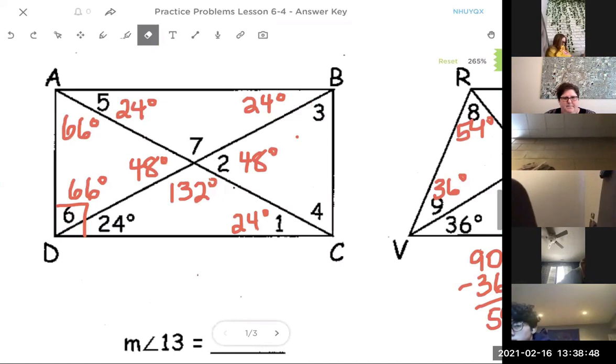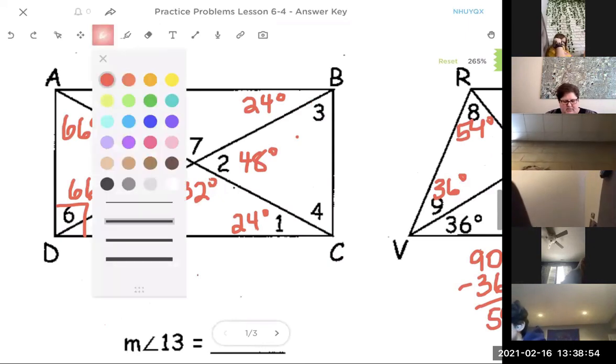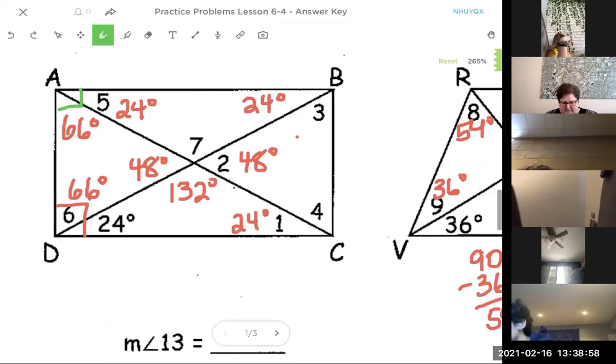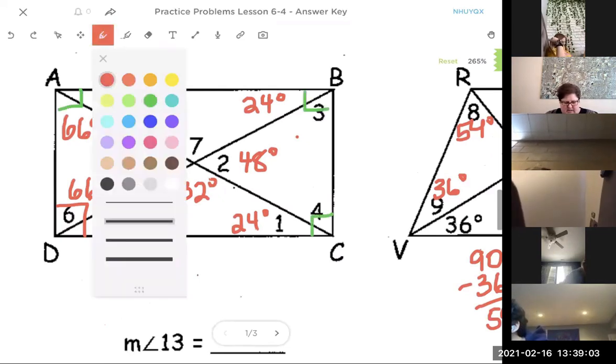Rectangles. Each angle, like A, C, and D, are all 90 degrees. So first of all, if it's a rectangle or a square, right away, you need to make sure you remember that makes those have to be 90. Oh, I forgot to write the angles over here. They're the same though.